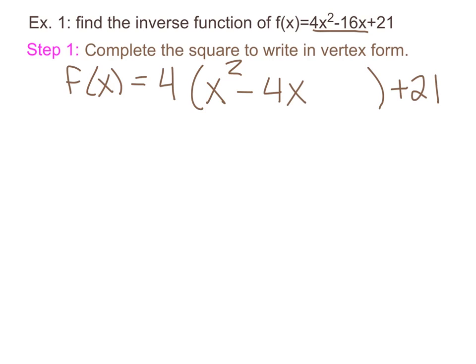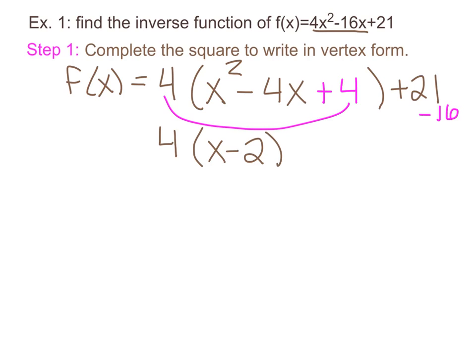So I'm just factoring the 4 out of the first two terms. Then I need to complete the square. So half of 4 is 2 and 2 squared is 4. Means I need to add 4 here. But I need to also take away 4 times 4 from my 21. So now I have my 4, and then I can factor. This group is x minus 2 all squared, and then 21 minus 16 is 5. So there's vertex form.